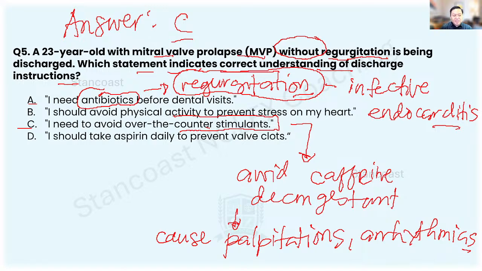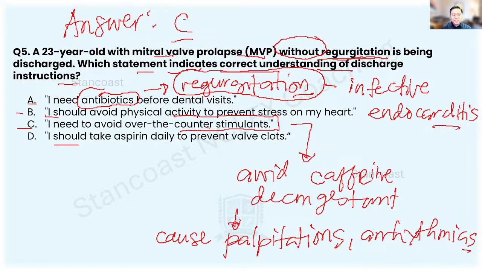Now, letter B, I should avoid physical activity in order to prevent stress on my heart. That is erroneous, guys, because the patient should not be limited in doing any kind of physical activity. I mean, they can do the regular ADLs, especially that they don't have any regurgitation. There is no regurgitation, so there's no restriction in their physical activity. So they can still proceed with the physical exercise that would be beneficial for them.